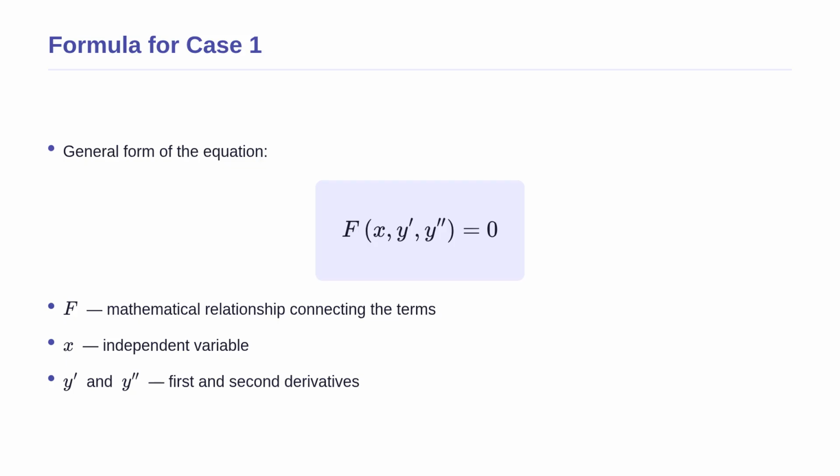The formula on screen represents the general structure of a second-order differential equation, where the dependent variable y is missing. The capital letter F denotes the mathematical relationship connecting the terms. Inside the parentheses, we only see the independent variable x, the first derivative y prime, and the second derivative y double prime. Notice that the plain letter y is completely absent. When you encounter an equation in this exact form, it signals that you can use our standard substitution trick. By replacing the derivatives, the intimidating second derivative will completely vanish from the problem, leaving you with a standard first-order equation.